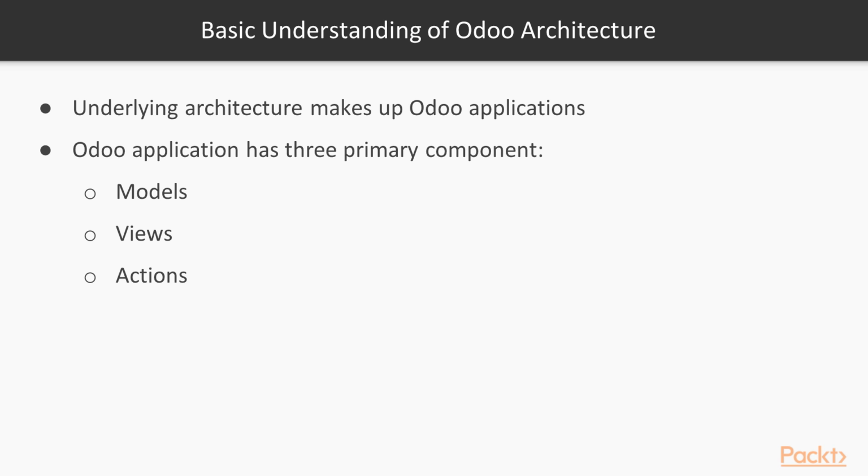Before you can begin understanding Odoo, it is important that you have a basic understanding of the underlying architecture that makes up Odoo applications. Fortunately, you don't have to be an expert developer to understand how the Odoo framework fits together. Each Odoo application has three primary components that make up the final Odoo application. These are models, views, and actions.